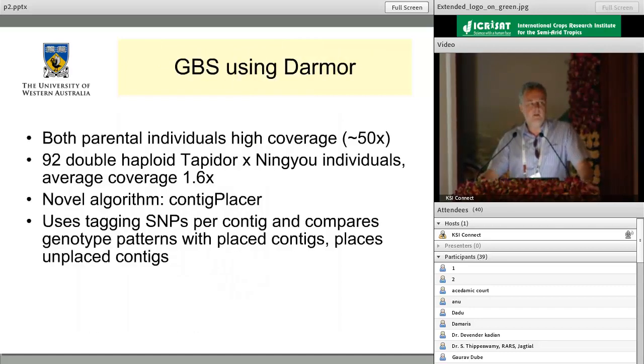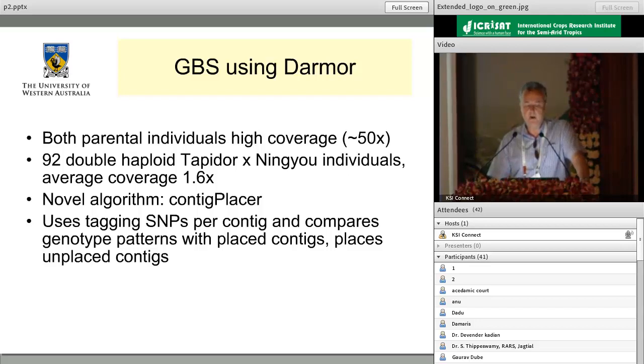So we went in and, just using some public data, we tried to improve it, again using the Skim GBS. We had 92 double haploid individuals in this population, and then we did skim sequencing at 1.68x average coverage. We used an algorithm which we've used for chickpea and a few other species called ContigPlacer. This is an algorithm which essentially takes these barcodes and allows us to put the contigs back into the correct position.